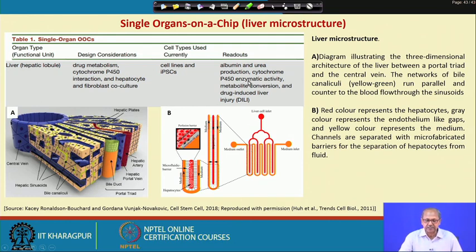So, here the readouts are how the hepatocytes secrete albumin, urea, cytochrome P450 enzyme activity, metabolite conversion and drug induced liver injury. Means with this system some disease models could also be developed.